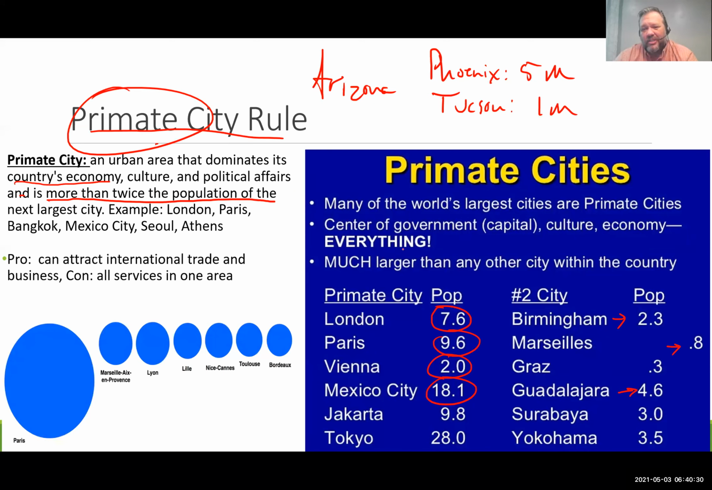So primate cities: there are a lot of cool things about primate cities in that they have everything there. They can attract international trade and business. Everything is there. The problem, though, is that everything is there and not in other places. And so these cities have an outsized influence in the entire country. If you're living over here in Bordeaux, you're not going to have nearly the influence or all the stuff around that a place like Paris does.